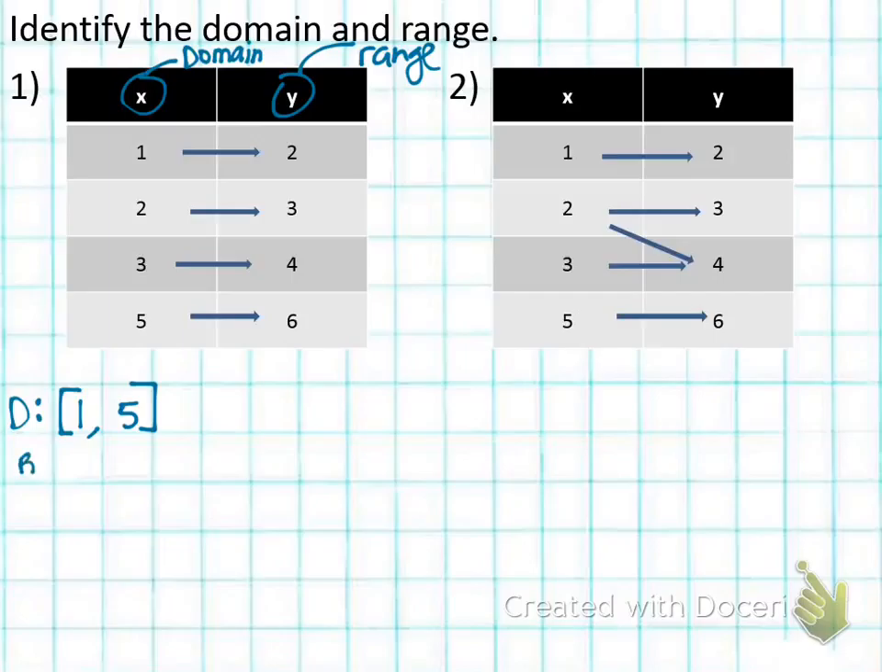Range, okay, what's the smallest output that comes out? 2, right? What's the biggest output? 6, okay? And it's all in order. So this was actually a real nice problem because I made it real nice. Now look at number 2.